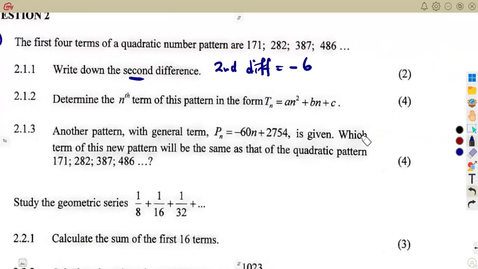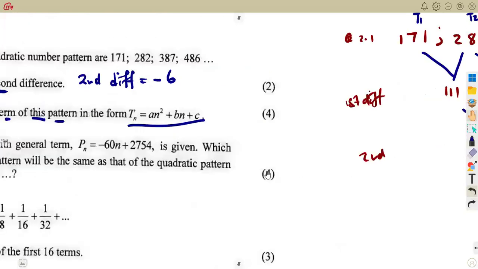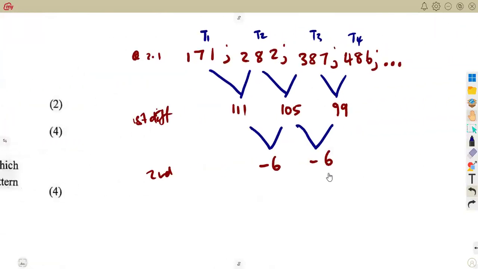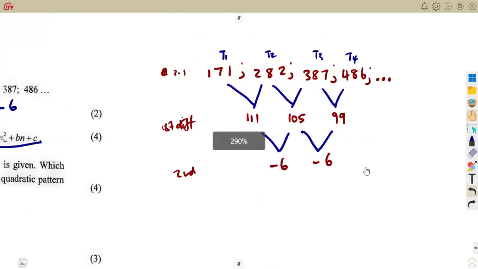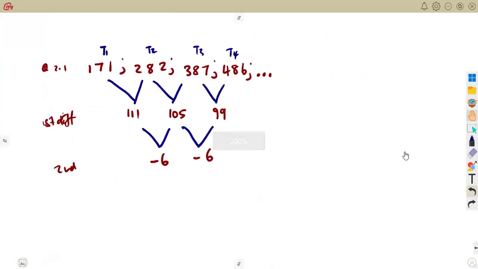So it is just a continuation on 2.1.2 for you to determine the nth term. The nth term of this pattern in the form an squared plus bn plus c. You're supposed to be used to that format, guys. This is a quadratic. Whether you are given that or not, you're supposed to understand this format. So this was 2.1.1, and now we're going to have 2.1.2.